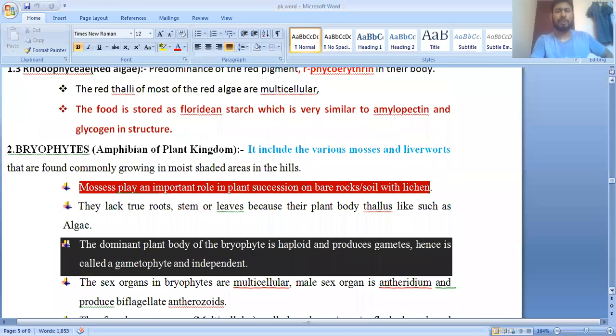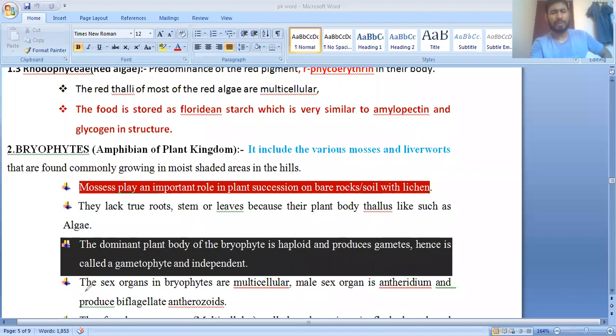So the gametophyte shows independent existence. It means it can live independently. This is very important, and it has already been asked 2 to 3 times in the NEET examination, so I am emphasizing this sentence. The dominant plant body of the Bryophyte is haploid. And why do we call it dominant? Because it shows independent existence. Clear? So these things have been given about the Bryophytes.